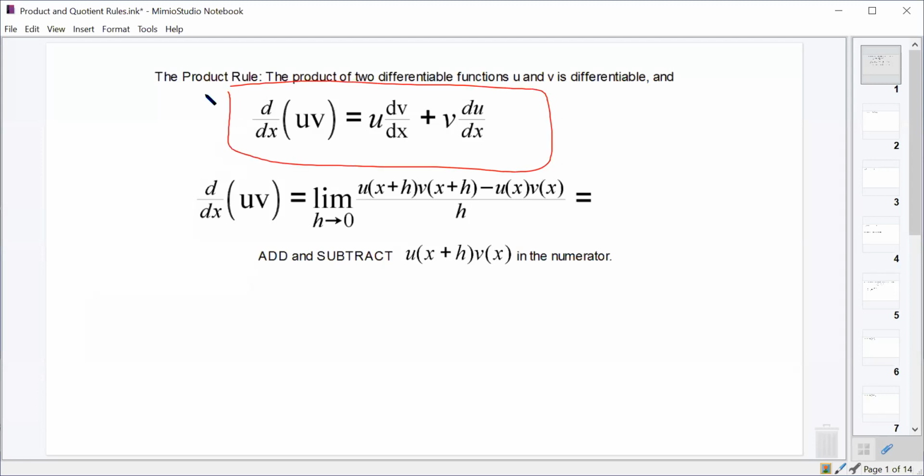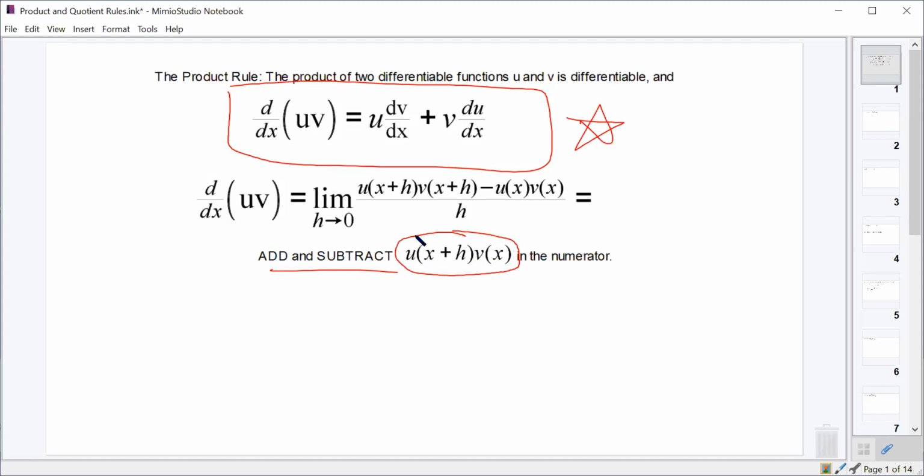The rule is if you have one function, u, times another function, v, its derivative ought to be u times the derivative of v plus v times the derivative of u. Okay, so that's the rule. You're going to memorize that rule, but we're going to prove why it's true right now. I'm just going to give you a little hint as to how we're going to do this. We're going to add and subtract this term, u of x plus h v of x, into the numerator.